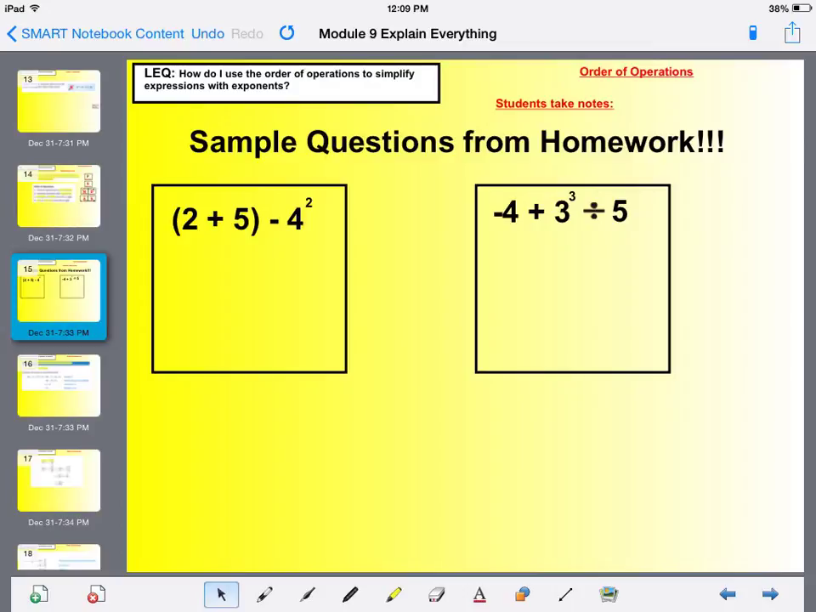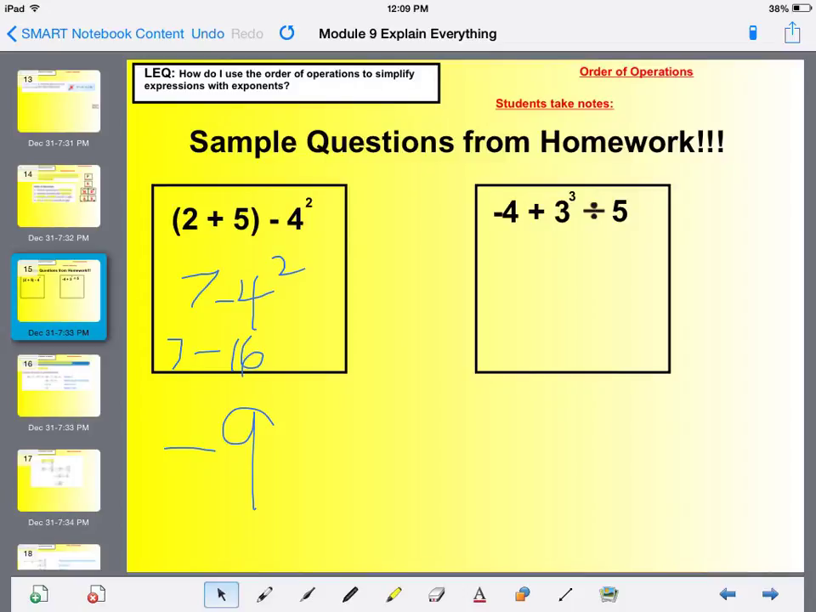It's 2 plus 5 in parentheses minus 4 squared. The order of operations says work what's in the parentheses first. So 2 plus 5 is 7, and then I'm going to rewrite everything else. So 7 minus 4 squared. Order of operations says that now I have to do exponents next. So 7 minus 4 squared really means 4 times 4, which is 16. Now 7 minus 16, and we discussed this, if we look at this on a number line and we start at the number positive 7 and we take away 16, we're moving to the left on the number line. So we're going to end up at negative 9.